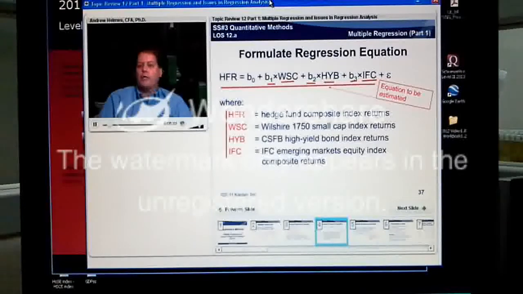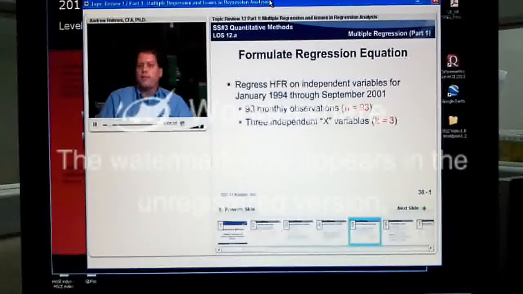So when we actually go in and start looking at this, n is going to be 93, so that's going to be 93 observations. This is monthly observations. We have the hedge fund index. We look at 93 monthly observations on return. We have exactly the same observations for our 3 independent variables. And here we're going to see k is equal to 3. N is always going to be sample size. K in this reading is always going to be the number of independent variables.